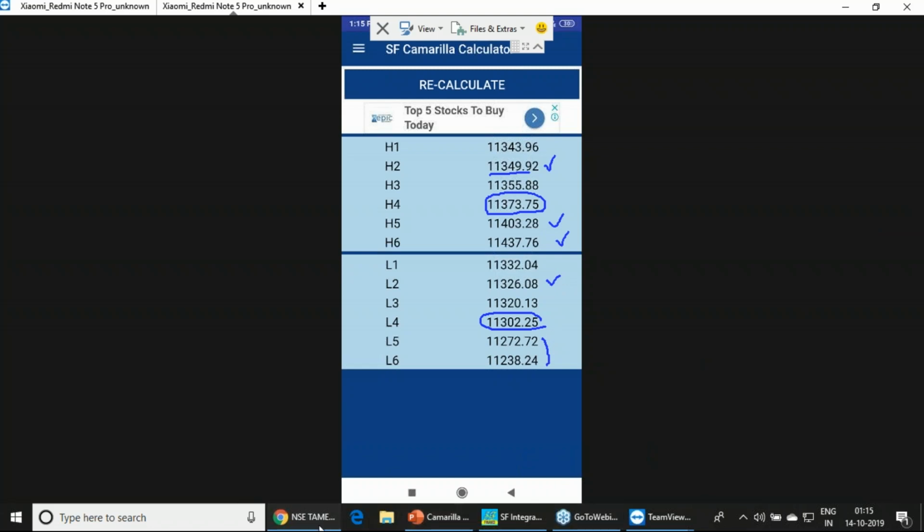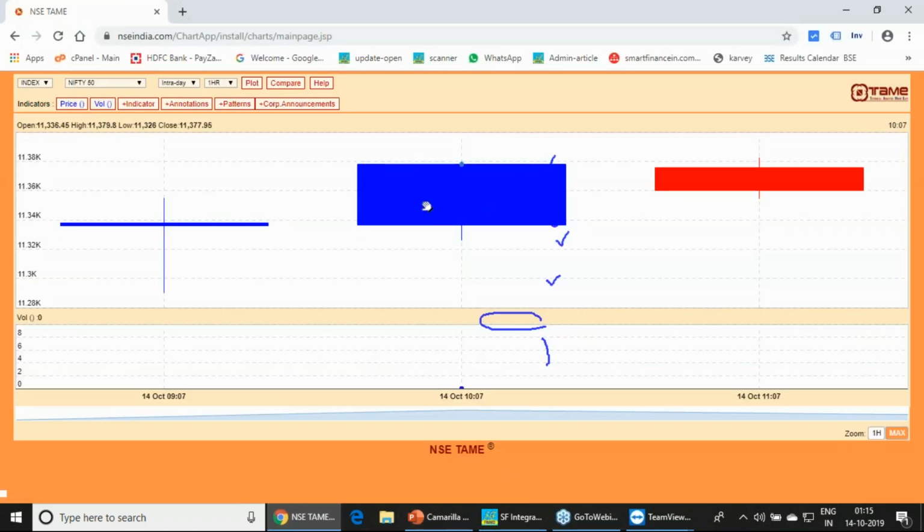So let me see what happened in the chart. The next hour candle, if I am taking, has given a high of 11,379.8. The 10:15 to 11:50 candle has gone to a low of 11,326, and it has closed at 11,378. So this is what the second hour candle has given.